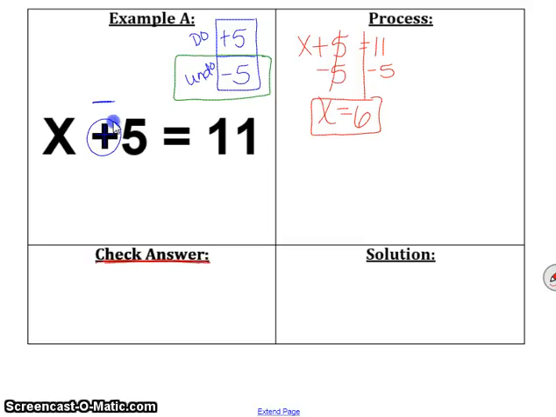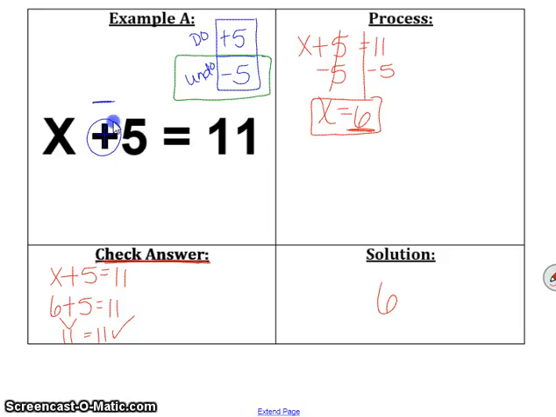All I have to do is take the original equation, x plus 5 is equal to 11, and plug this 6, my x value, into x. So now I have 6 plus 5 is equal to 11. I need to check, is 6 plus 5 11? Well, 6 plus 5 is 11. So 11 is equal to 11, and that checks out. So I know that after I check my answer that I have the correct answer. So my solution is 6.